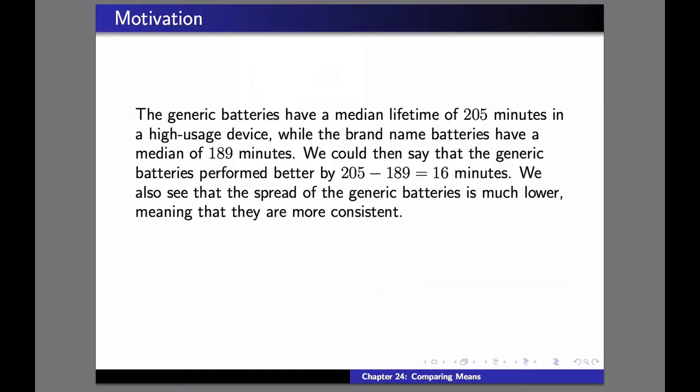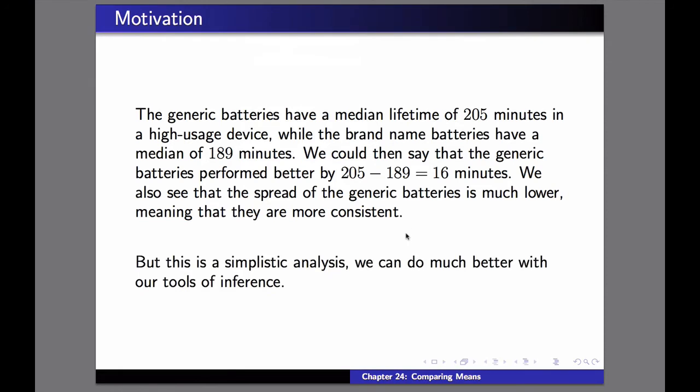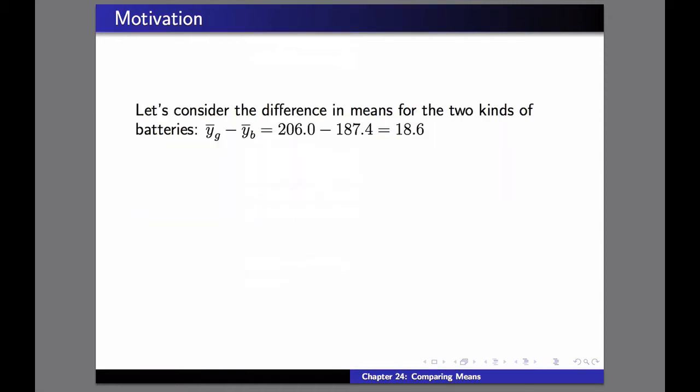So I could have gotten these numbers from the calculator. That's the point. But if the generic batteries had a median lifetime of 205 minutes and the brand name had a median of 189 minutes, in a certain sense we could say that the generic batteries perform better by 16 minutes. We also see that the spread of the generic batteries is much lower, meaning they're more consistent. I already mentioned that. But this is a simplistic analysis. We can do much better with our tools of inference, so that's where we're going next.